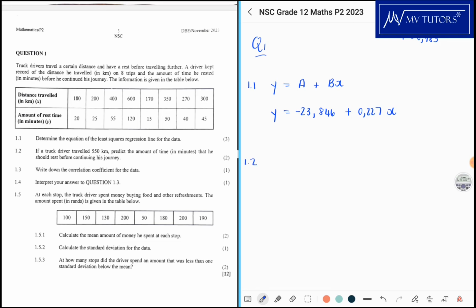Then 1.2 says, if a truck driver traveled 550 kilometers, predict the amount of time in minutes that he should rest before continuing his journey. Remember, the amount of rest time is y, and what they've told us is the distance traveled, which is x, 550. So I'm going to take my equation, negative 23,846 plus 0,227, and multiply it by 550.